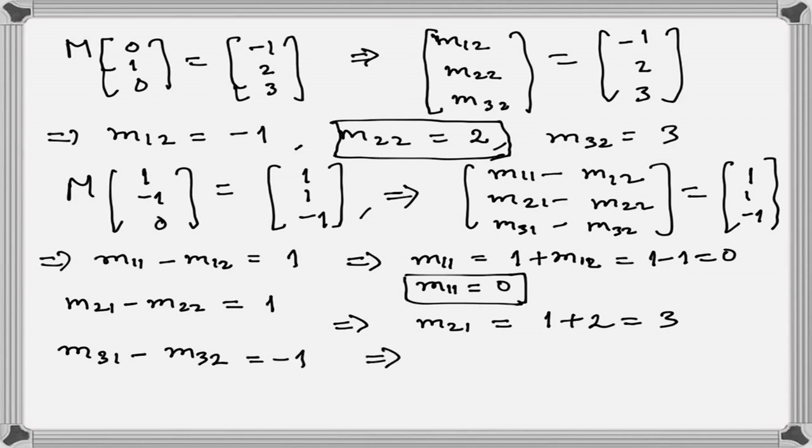This implies M31 is equal to minus 1 plus M32. What is M32? It is 3. 3 minus 1 is 2. So these are the values we have. Now let's go back, because we still need to calculate M33, from the last equation.